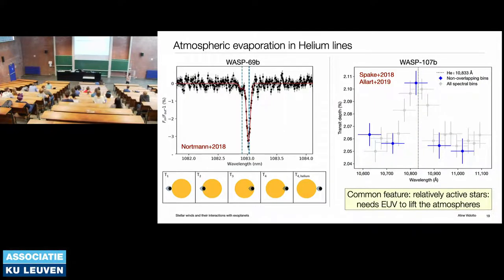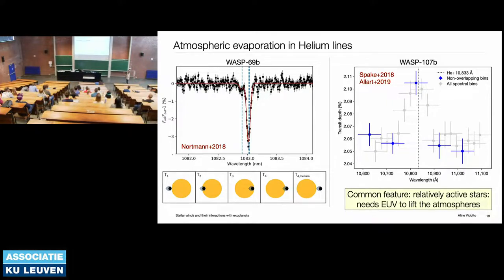Another more recent way to observe evaporating atmospheres is by looking at helium lines. So we're now looking at the near infrared, which is great because you can do this from the ground. You don't have to use Hubble, although one of these is actually a Hubble observation, but technically you could do this from the ground. And the number of detections of evaporating atmospheres in helium lines is increasing. The common feature you actually see is that these stars are relatively active. So you still need some EUV photons to lift the atmosphere so it can evaporate.